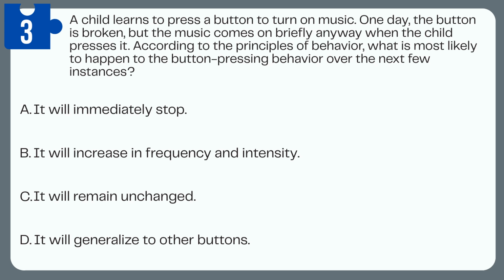Question 3. A child learns to press a button to turn on music. One day the button is broken, but the music comes on briefly anyway when the child presses it. According to the principles of behavior, what is most likely to happen to the button pressing behavior over the next few instances? A. It will immediately stop. B. It will increase in frequency and intensity. C. It will remain unchanged. D. It will generalize to other buttons.